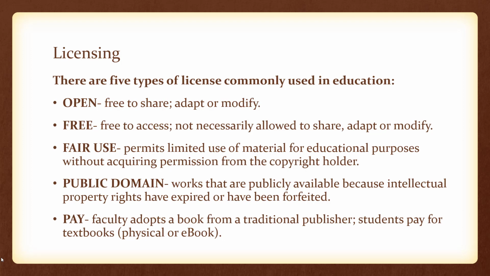There are 5 types of license commonly used in education. The open license, which is free to share, adapt, or modify. The free license, which is free to access, not necessarily allowed to share, adapt, or modify. The fair use license permits limited use of material for educational purposes without acquiring permission from the copyright holder. Public domains are works that are publicly available because the intellectual property rights have expired or have been forfeited. And pay, where faculty adopts a book from a traditional publisher, students pay for the textbooks, and this could be a physical or an e-book.